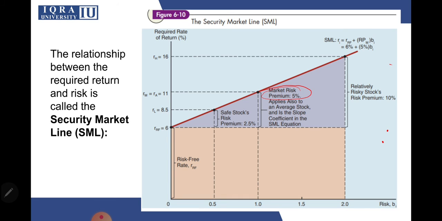Now, both the SML and a company's position on it change over time due to changes in interest rates, investors' risk aversion, individual companies' betas, and so on. And some of these changes will be discussed later on.